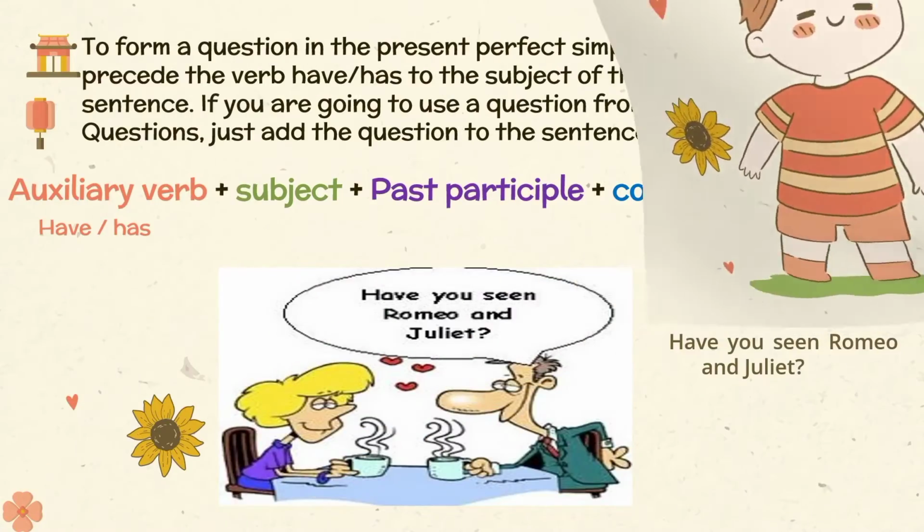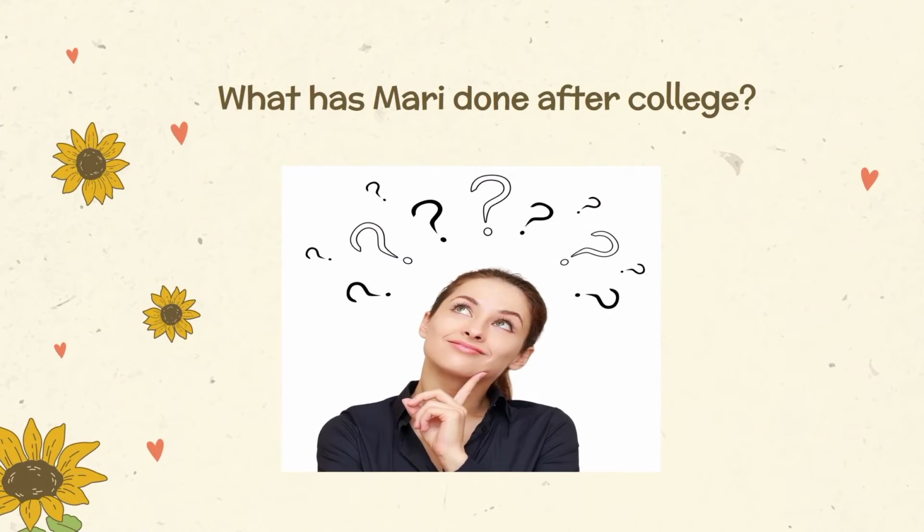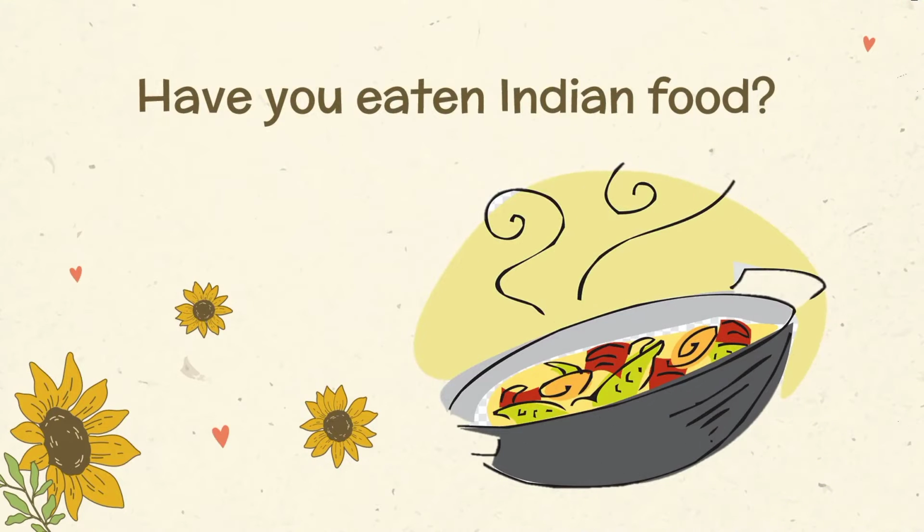Interrogative form. To form a question in the present perfect simple, place the verb have or has before the subject of the sentence. If you are going to use a question word, we add the question word at the beginning of the sentence. Structure is auxiliary verb have or has, subject, past participle, and complement. Example: Have you seen Romeo and Juliet? Example 2: What has Mary done after college? Example 3: Have you eaten Indian food? Yum yum.